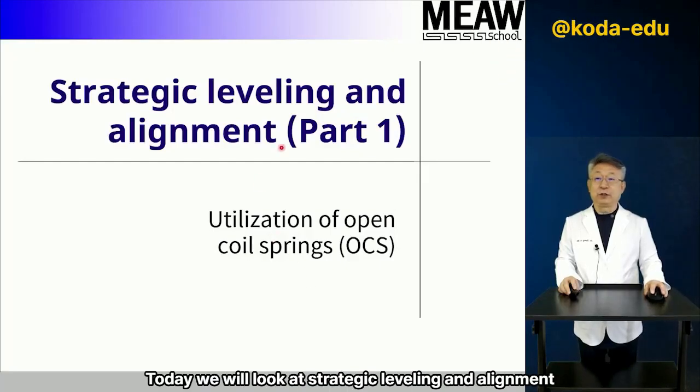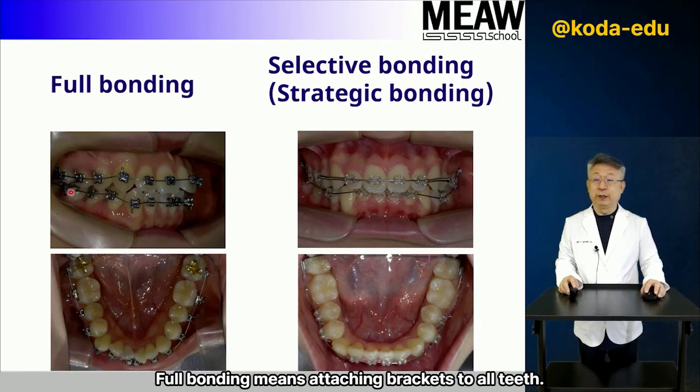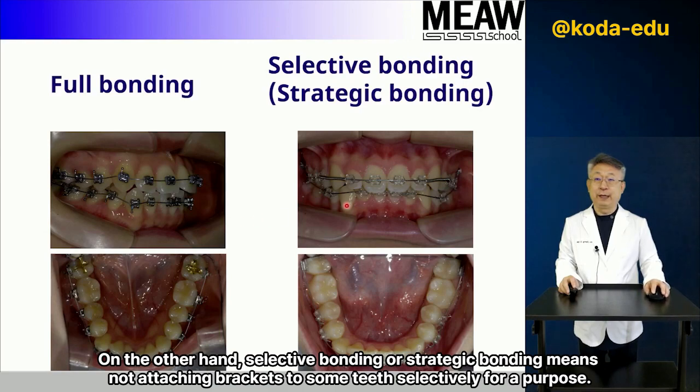Today we will look at strategic leveling and alignment. In part 1, we will look at the use of open coil spring. There are two bonding methods when starting orthodontic treatment: full bonding and strategic bonding. Full bonding means attaching brackets to all teeth. On the other hand, selective bonding or strategic bonding means not attaching brackets to some teeth selectively for a purpose.